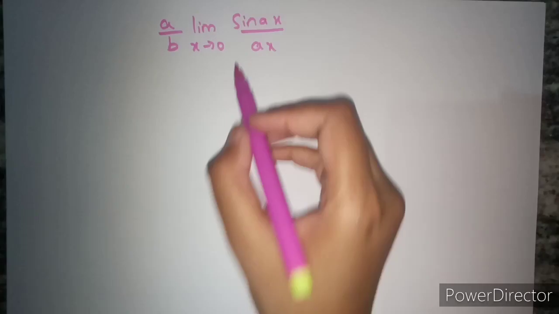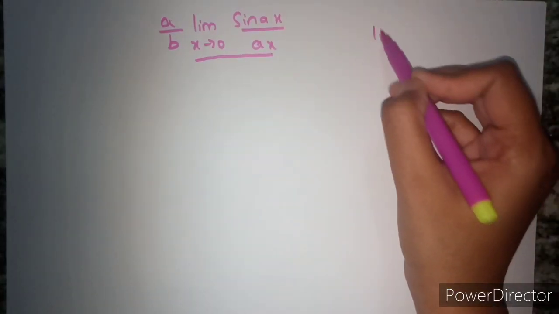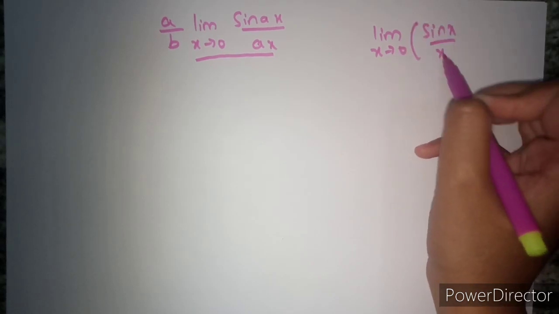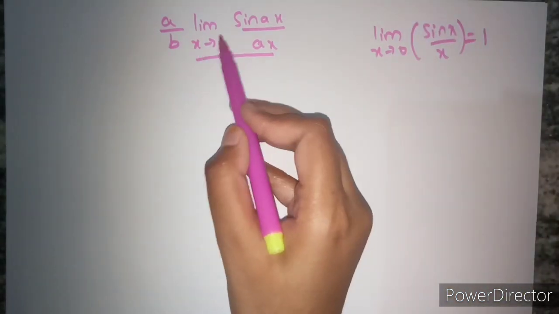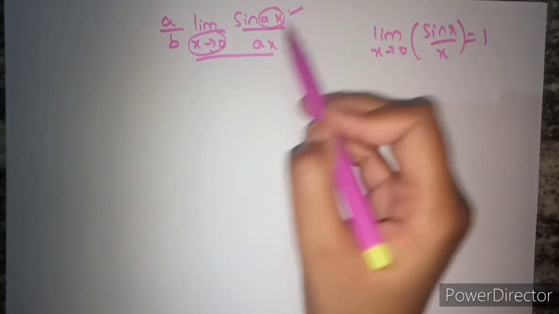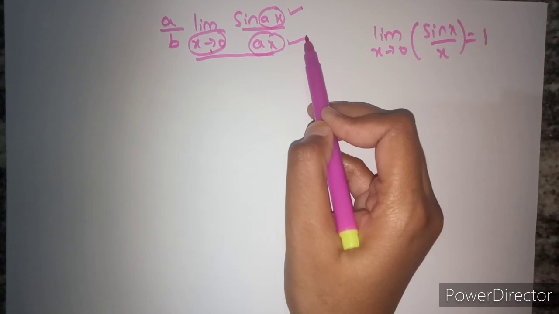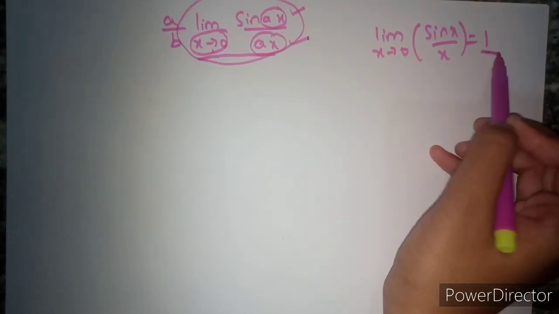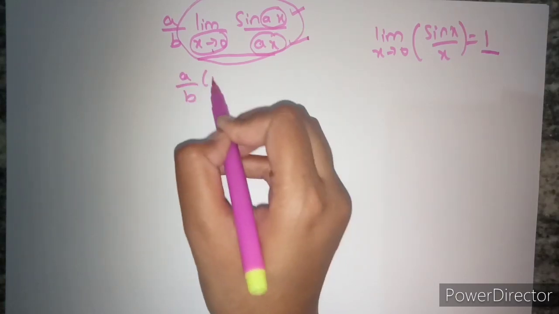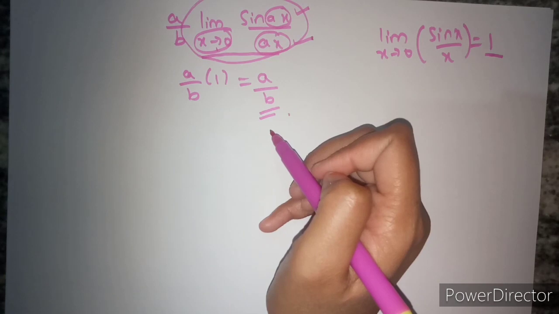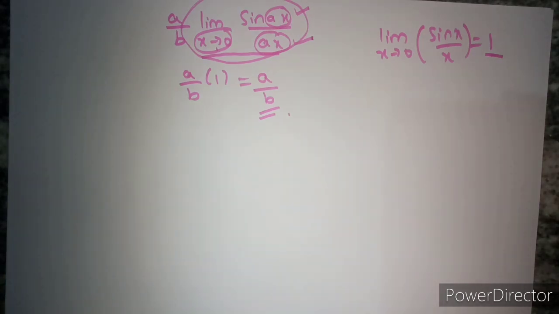So what is the value of this? Limit x tends to 0, sin x by x is what? 1, right? So first condition is x is tending to 0, and here we have angle as ax. In denominator also we are having ax. So the value of this one is 1, right? So a by b into 1 is a by b. So this is the required answer. I hope you understood first problem. Let's move on to second problem.